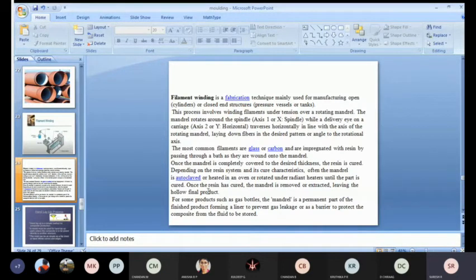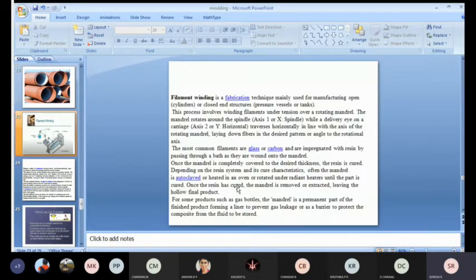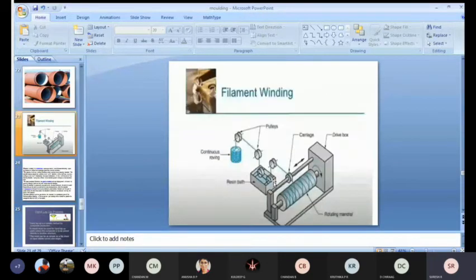Once the resin has been cured, the mandrel is removed or extracted, leaving the hollow final product. That's what I have shown over here. The mandrel will be removed, leaving the hollow part. This is the part obtained through the filament winding process. So this is about the filament winding process, and this is how it works.